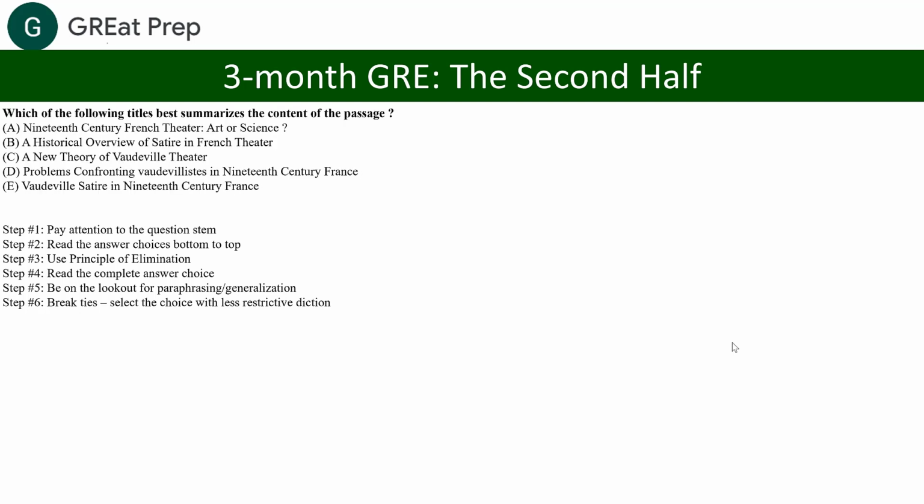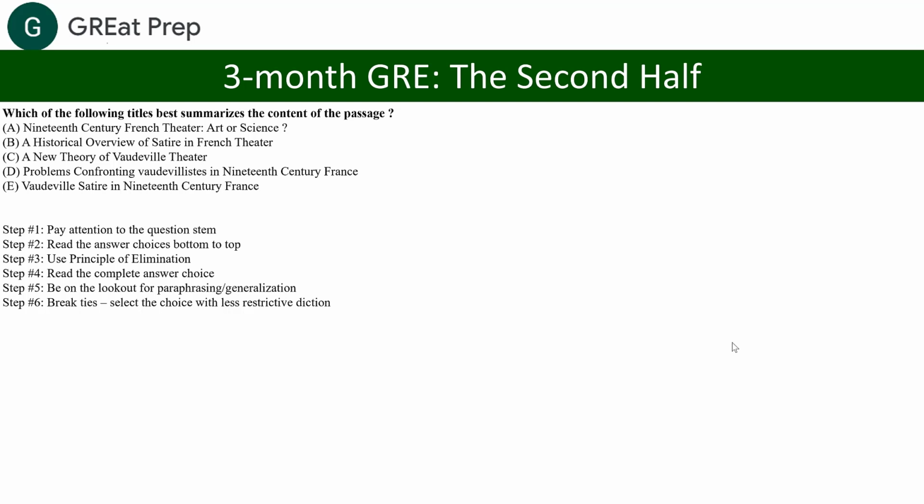The last question, this is the title. Like I said in the first half of the strategy, you potentially would have looked at this to get a sense of what is the topic, the broad topic. It's definitely not alternative A, 19th century French theatre. You already looked at this, remember? There's nothing to do with art or science. A historical overview of satire in French theatre. Option B seems to make sense. Option C, a new theory of vaudeville theatre, does not make sense.